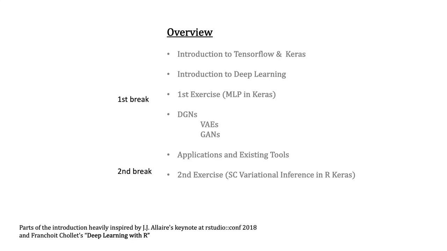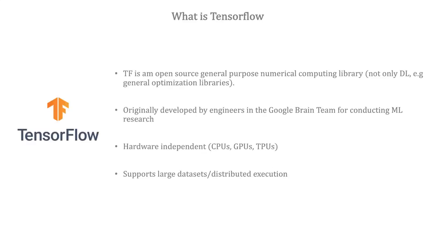And then we'll move to the second exercise, which is the longer exercise, where we'll be doing variational inference in Keras, and specifically using the R API for Keras. And again, depending on how we're doing on time, at some point, probably during the second exercise, we'll have the second break. Then we'll come back after that break, and hopefully around five, we'll be done, and then we'll have the closing comments for the course. Okay. So we start with a short introduction on TensorFlow and Keras.